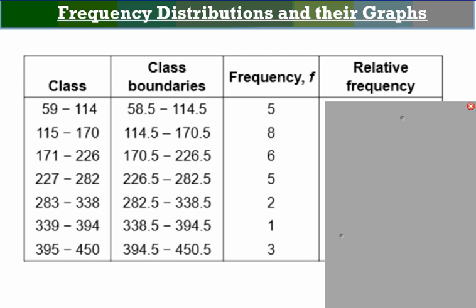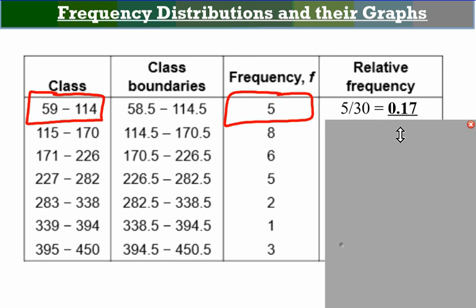So in order to do that, I take my counts and I'm just going to divide it by the total. So for example, in this first class, we found there were 5 GPS systems that were between $59 and $114. If I want the relative frequency for that, I'm going to take 5 and divide it by the 30 that were sampled. So that'd be 17%. There were 17% of them that fell in that first class.